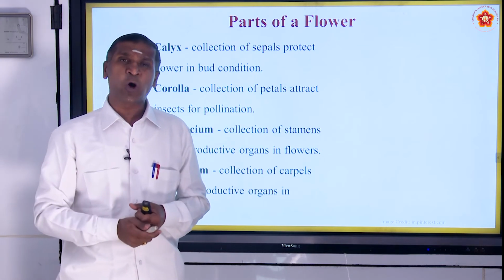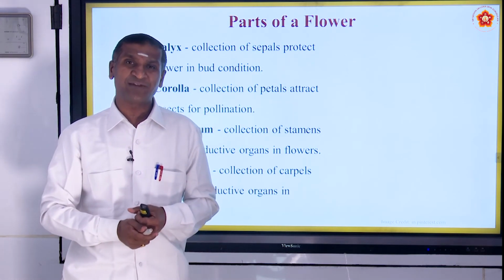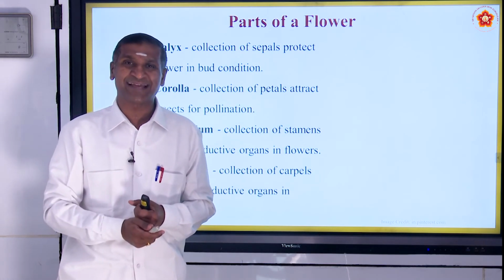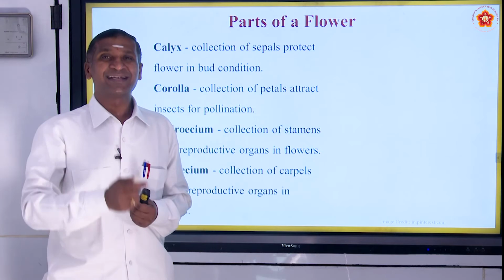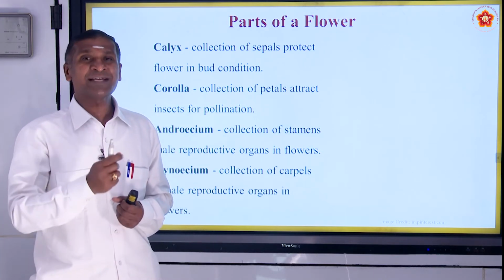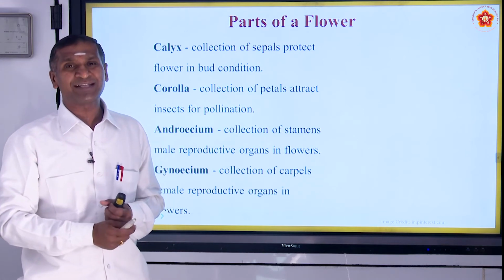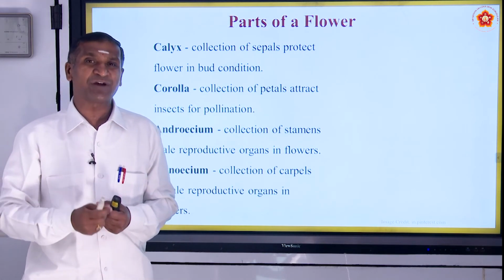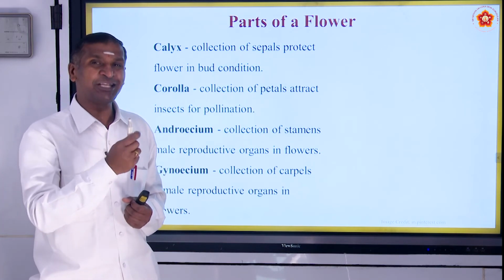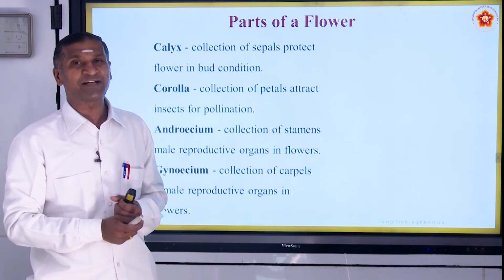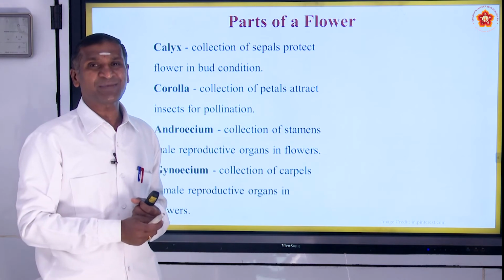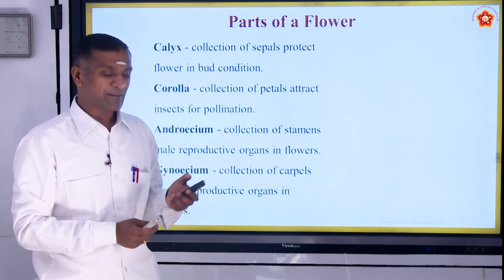Name the 2 non-essential whorls in a flower. Very happy to see Sai Prasad has raised his hand. Correct. It is calyx and corolla. Which is the female reproductive part in a flower? Very happy that Rahul has raised his hand. Correct. The answer is gynoecium is the female reproductive organ. The single unit of androecium is called stamen.